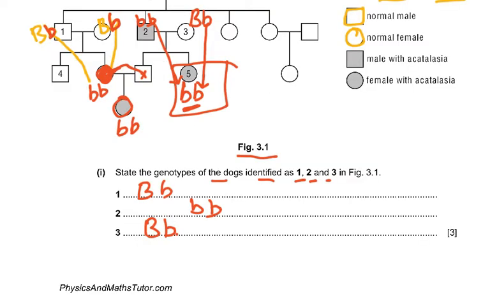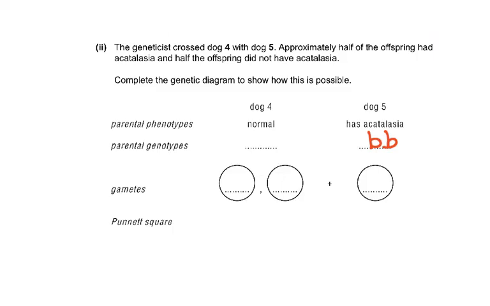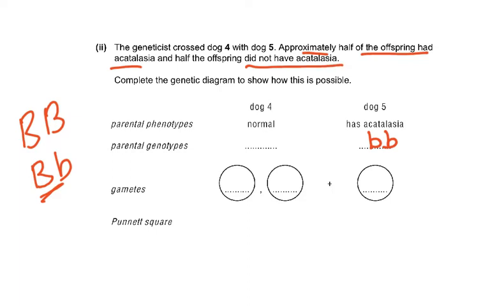And what is 4? Okay, 4 is normal. So now you can see 4 can be either this or this. But then it says that approximately half of the offspring had achalasia and half did not have achalasia.